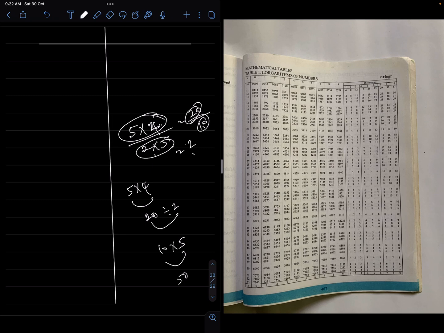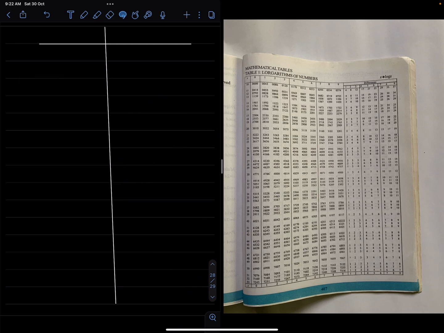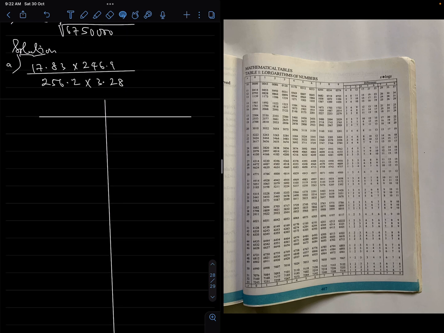Okay. So now let's go to the work. And this is what you now do. You write the number. What's the first number? 17 point what? 17.83. Exactly. Now, before you write, what you have here will be numbers, and here logarithms. Exactly. You want to multiply 17.83 by 246.9.